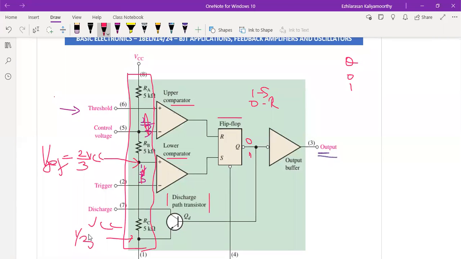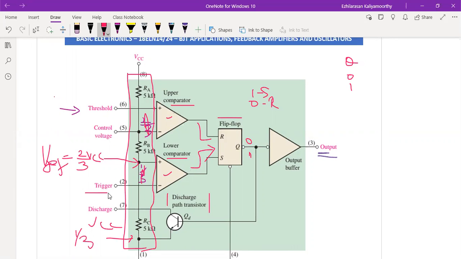Now here we'll see the comparator output. The comparators, which ones? This comparator and this comparator. The output controls the state of the flip-flop because these outputs are given as inputs to the flip-flop. So these two comparators will control the output of this flip-flop when the trigger voltage goes.